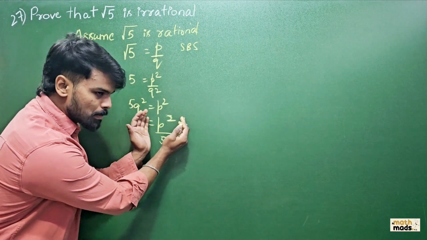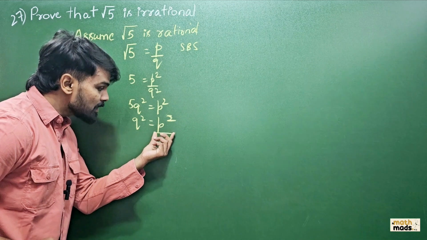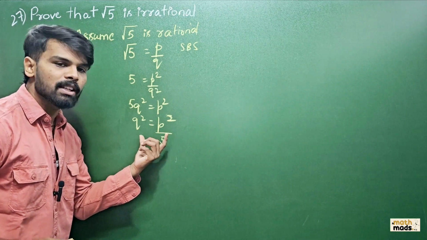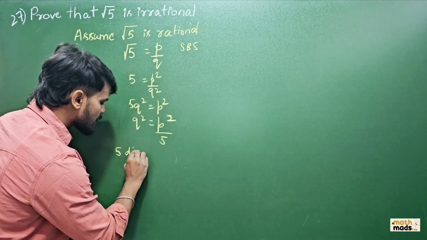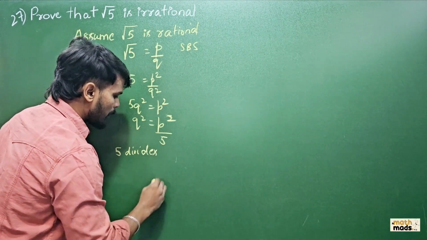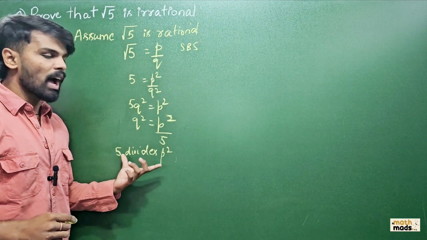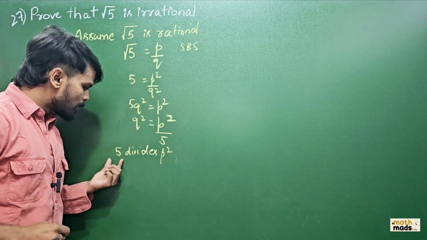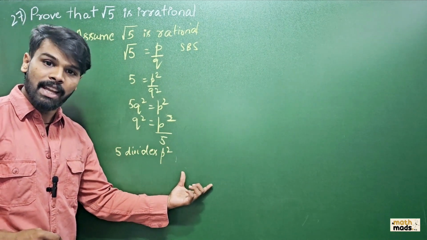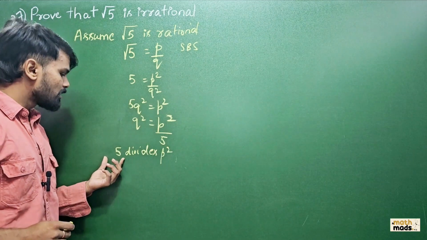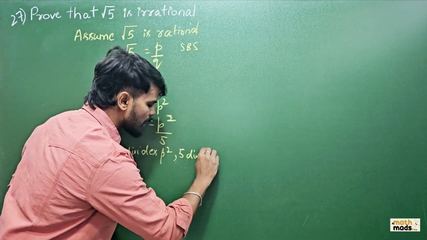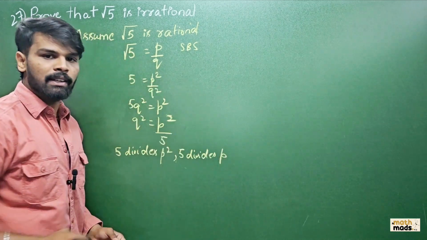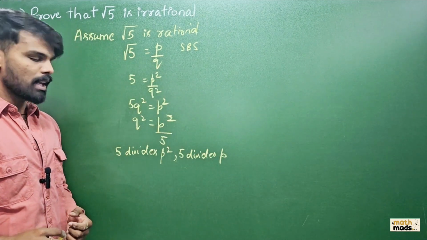Now, just observe this part here. P square divided by 5. What is it actually giving you the meaning? If you can see here, 5 divides P square. Okay, you have a theorem, right? If a number divides A square, then the same number divides A as well. Same thing here. 5 divides P square means 5 divides P as well. Correct? From this, what can you tell?